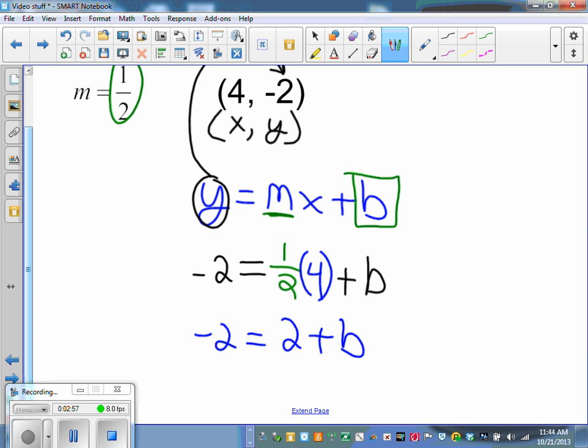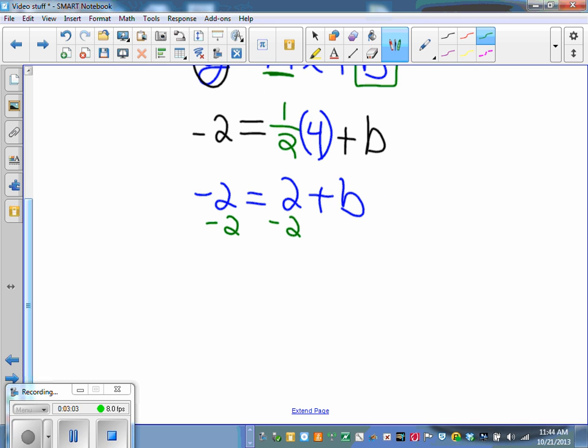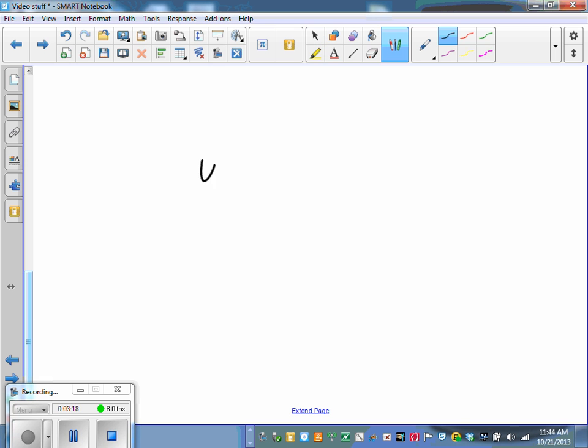Now we're going to solve for b. So I'm going to subtract 2 on both sides of my equal sign. To make sure we don't do anything weird here, this becomes 0, and this is a negative 4. So this equals my b. Now that I have b, I can rewrite it as y equals, and then we know our slope is 1/2 x, and then we have minus 4.